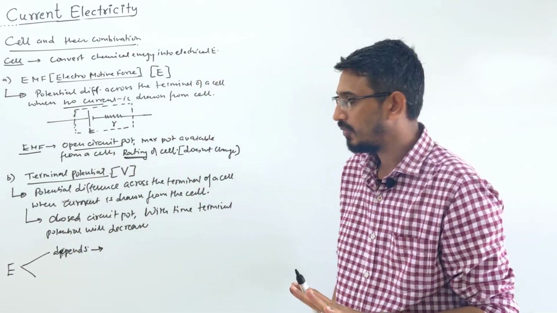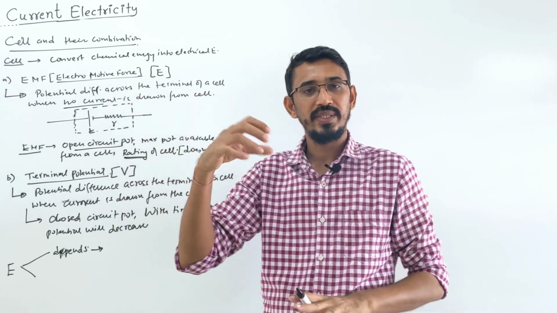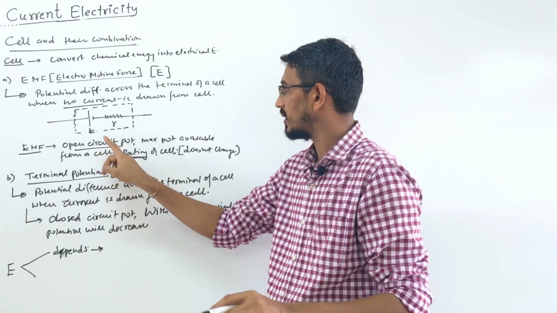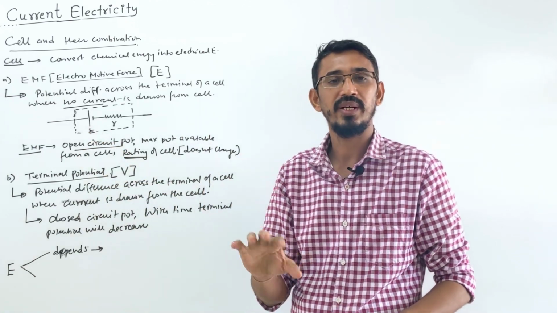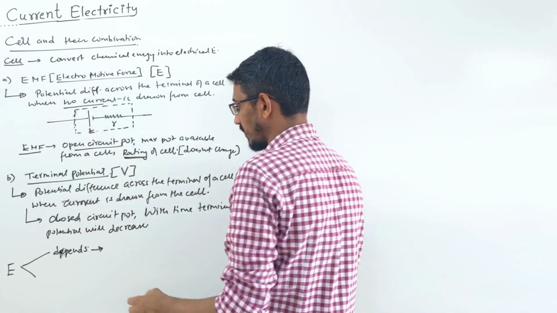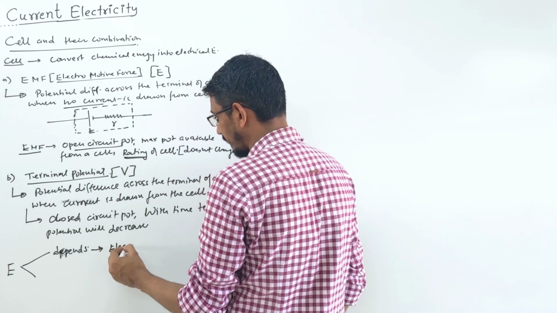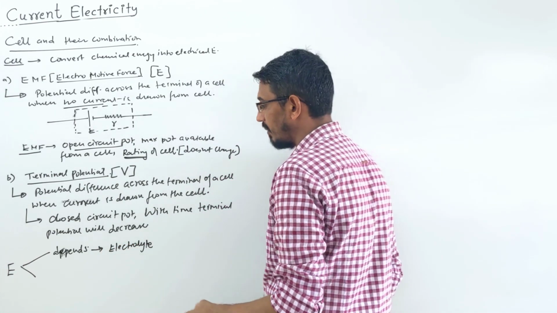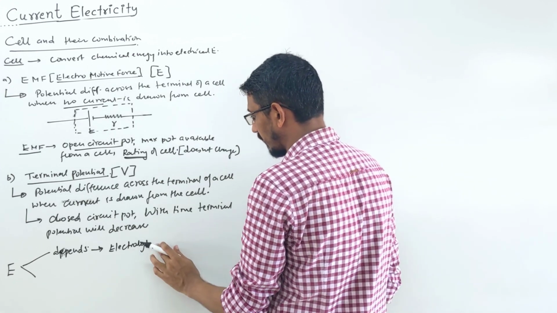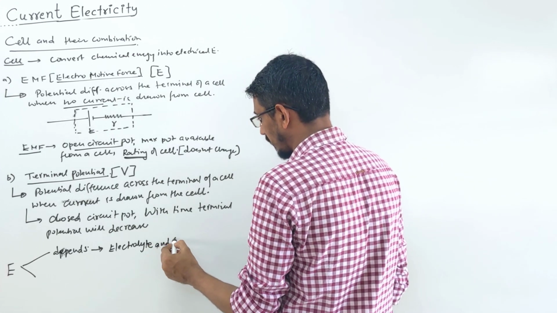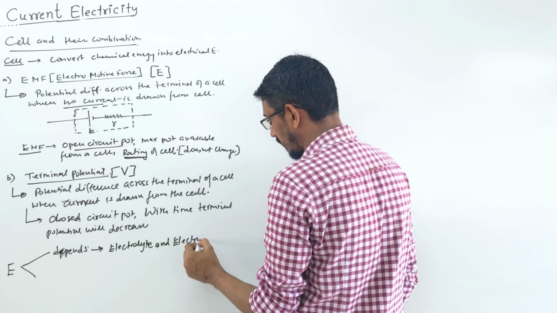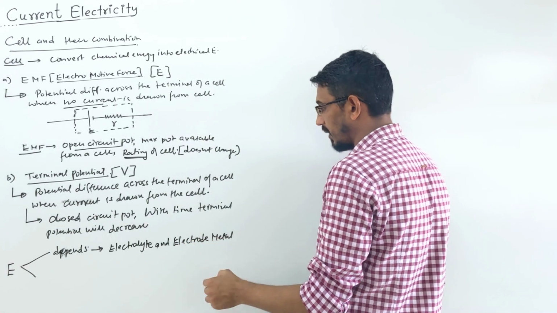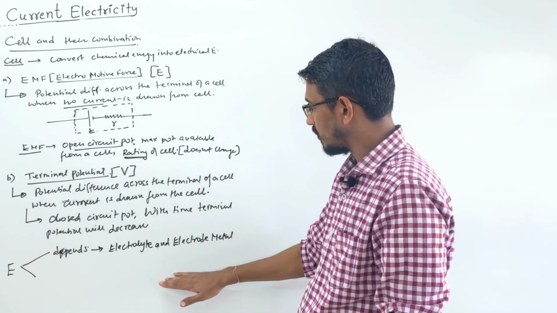It depends only on two things. What chemical we are using there, that's called electrolyte, and the electrodes, meaning your terminals. They are made up of what material, what metal, right? So it depends on two things. One, electrolyte, what chemical you are using there in the battery, and two, electrode metal, which metal they are made from. It depends on these two things.